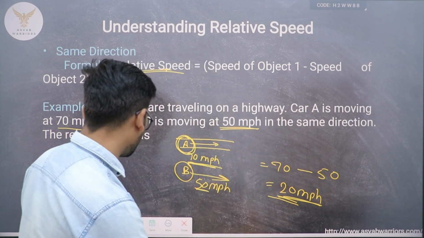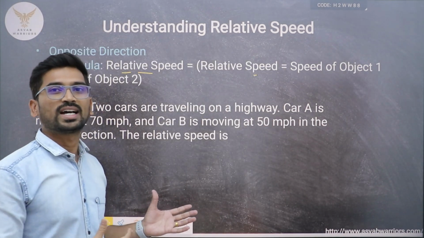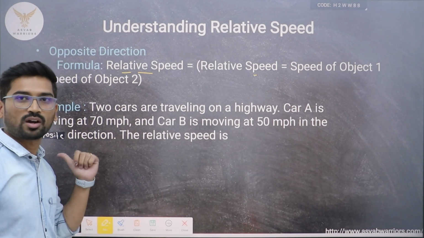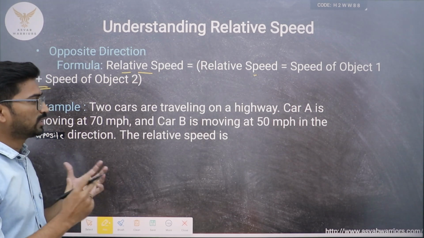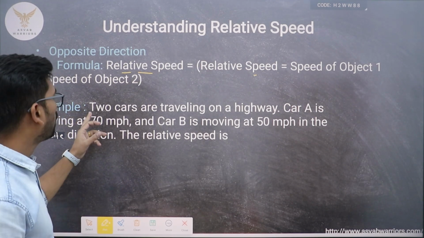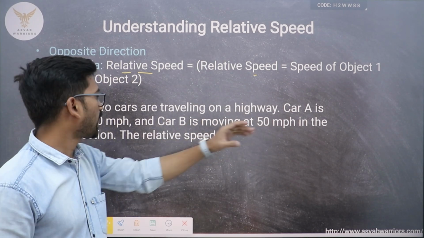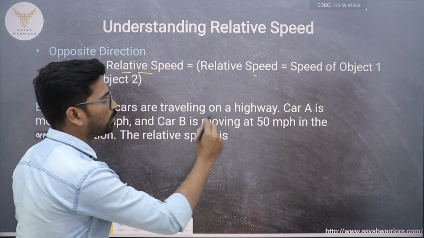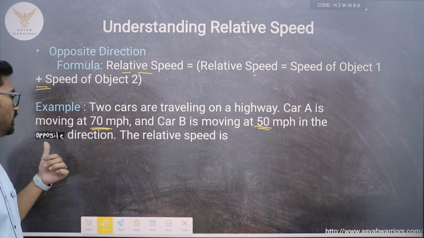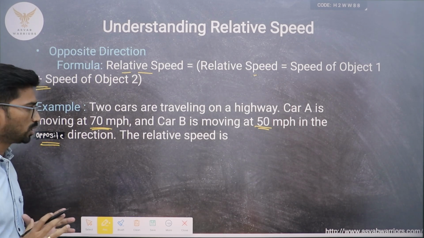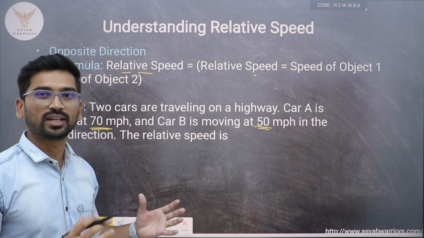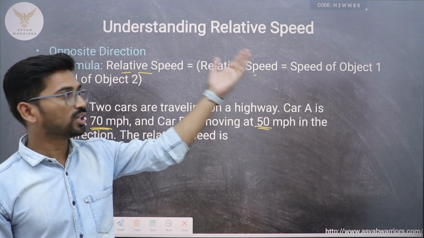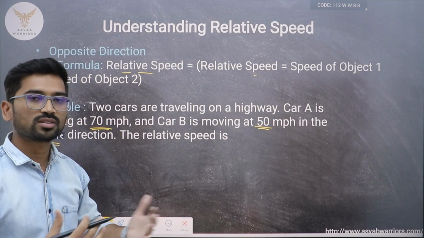Now we will see another formula, and we will understand it by taking a simple example. This is the same example as on the previous slide, but the vehicles are traveling in the opposite direction. Two cars are traveling on a highway. Car A is moving at a speed of 70 miles per hour and car B is moving at a speed of 50 miles per hour in the opposite direction. This is a very important word. The relative speed, when the vehicles are traveling in the opposite direction: we know the formula, which is speed of object 1 plus speed of object 2, which gives us the relative speed.